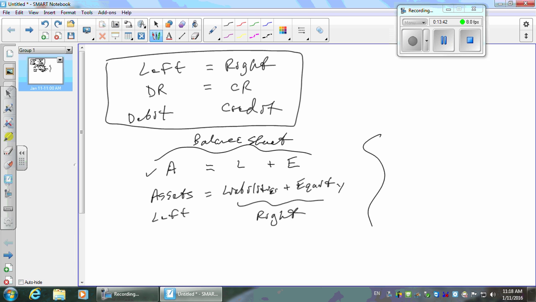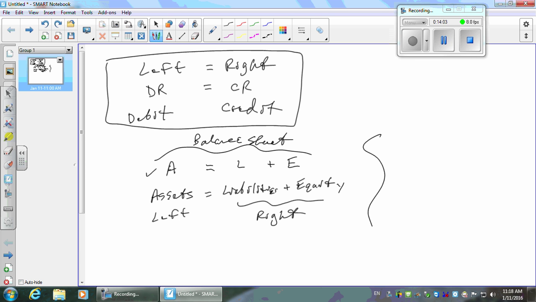Okay. Does that make sense? And left means debit. And right means credit. So the normal balance in assets is going to be a debit. Why? Because assets are on the left and left means debit. That's it. Nothing more complicated than that.